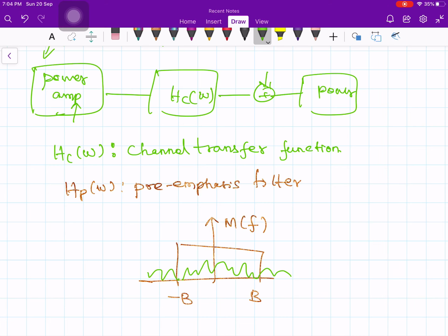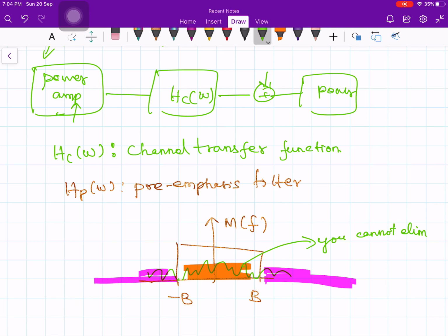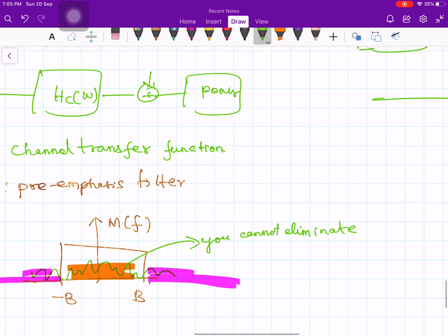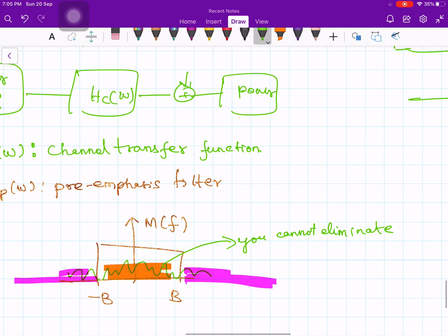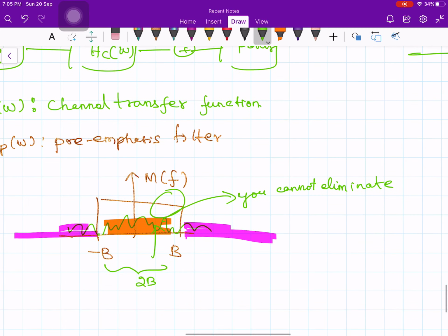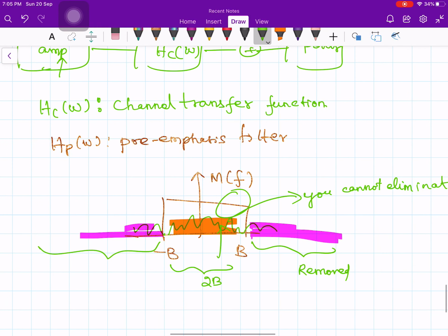Now what you can do is eliminate the noise which lies greater than B and the noise which lies less than minus B, but you cannot eliminate this noise. Why can we not eliminate it? Because the noise is mixed with my signal. If you try to eliminate this part, then this signal component will also be eliminated. So one cannot eliminate the noise within the band. Within this band 2B, you cannot eliminate it. But out of band noise you can eliminate. In this range you can remove it, and in this range also it can be removed. No matter what you do, in this range you cannot remove the noise.